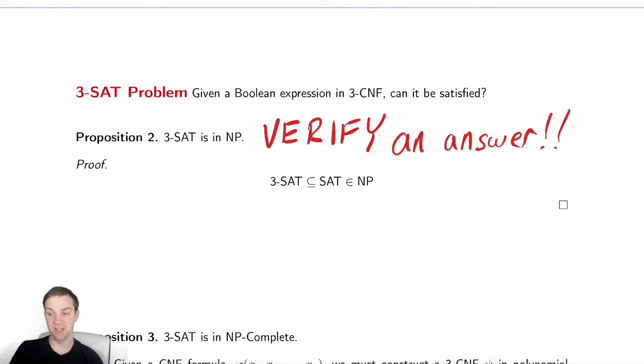That's all you need to do. You do not need to solve the problem. All you need to do is say, if someone came down from on high and gave me a solution, can I at least check that they weren't lying to me, that it was in fact a solution? I gave them a very mathematical proof here, which is, well, 3SAT is definitely a subset of satisfiability because it's just a particular type of Boolean expression, so it's definitely in NP.